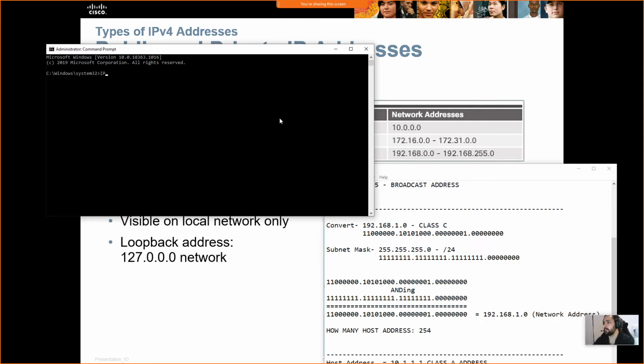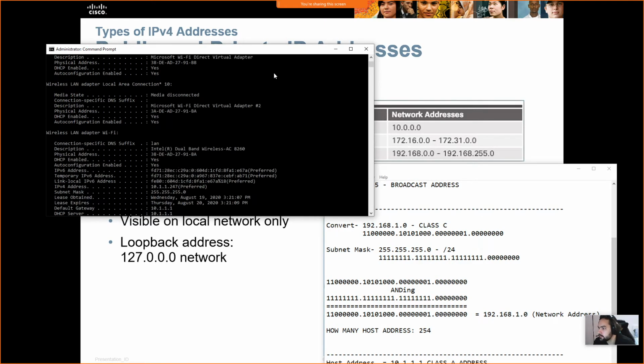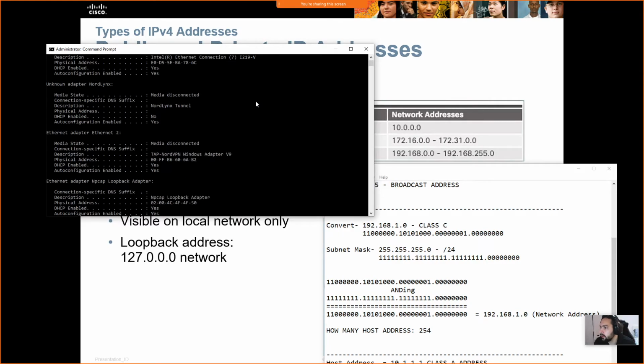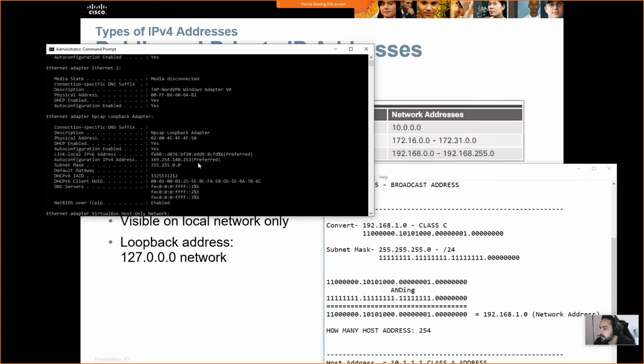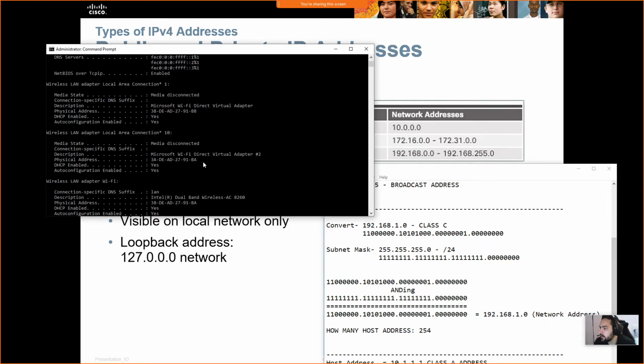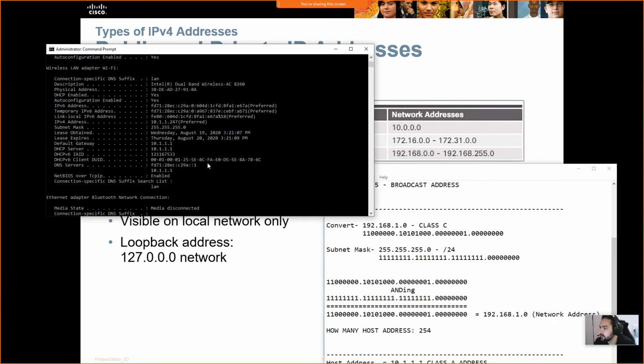Yes. And then I'm going to do the command ipconfig /all. This is going to display all the IP configuration in my device. I hit enter. So these are all the IP addresses associated with my machine. We're in class A. So check it out. I'm going to get one of them. This one here. Class A.